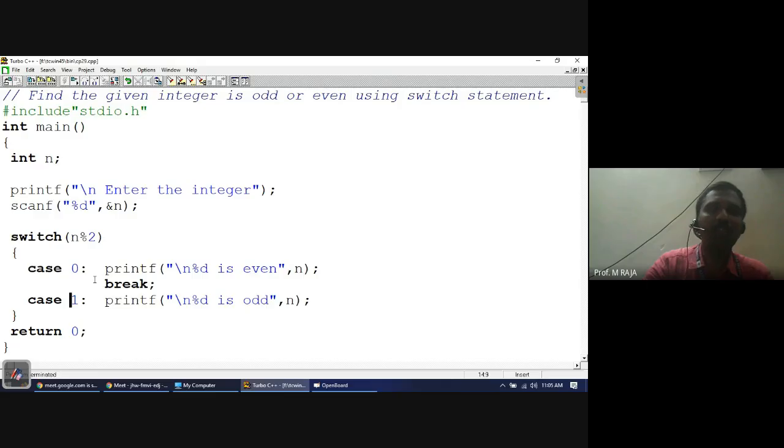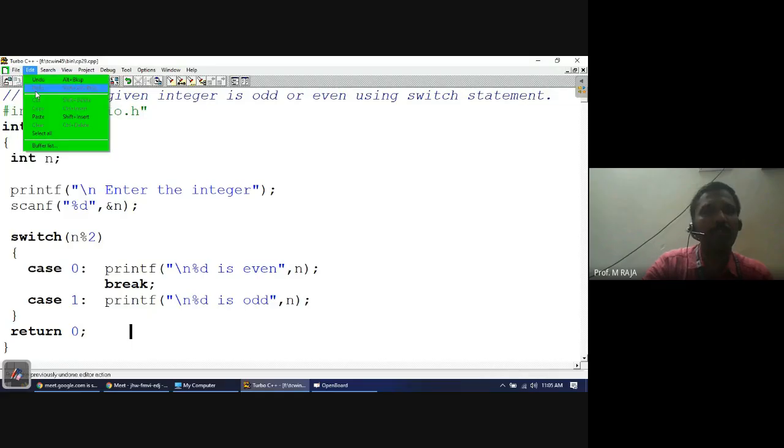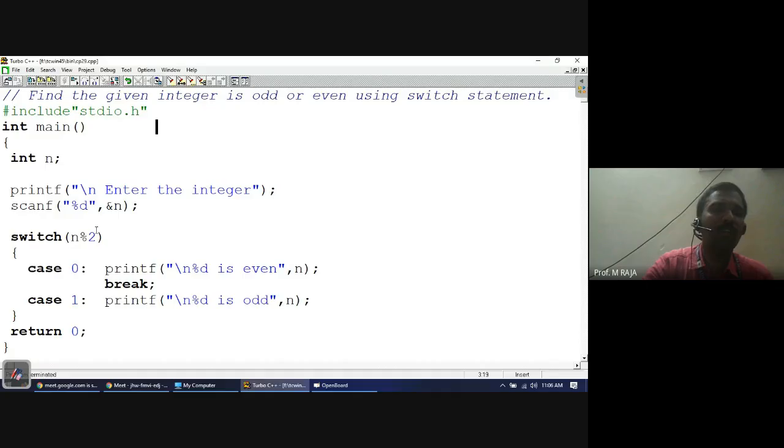In case there is no default block, control comes out of the switch block, and finally the statement to be executed is here, for example, a return 0. The same logic could also be replaced by using an if-else statement. If n mod 2 is equal to 0, that means even, else we can write the given integer is odd.